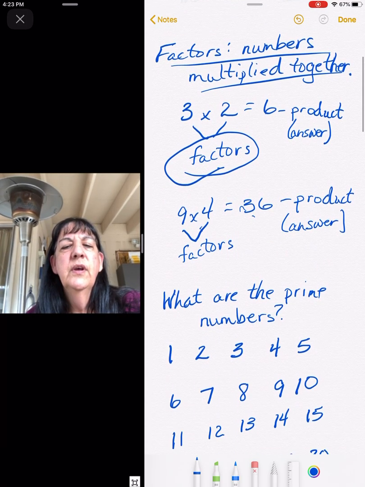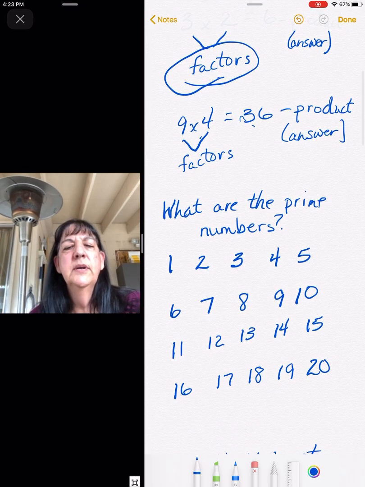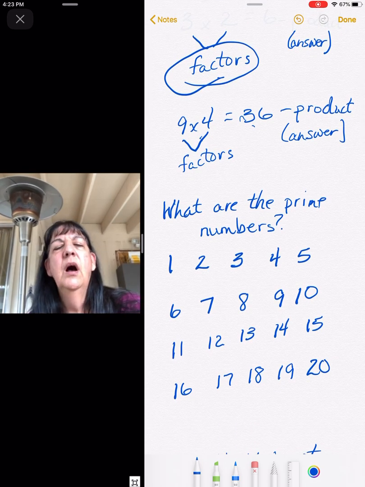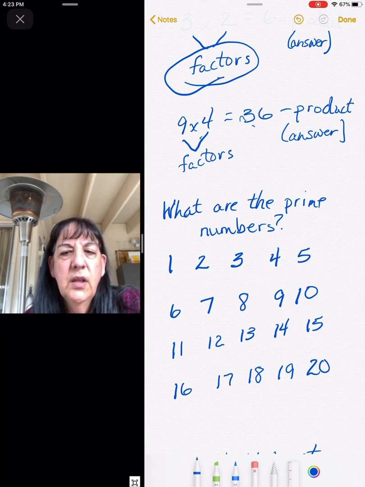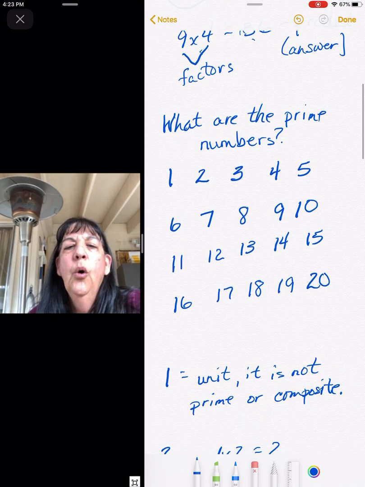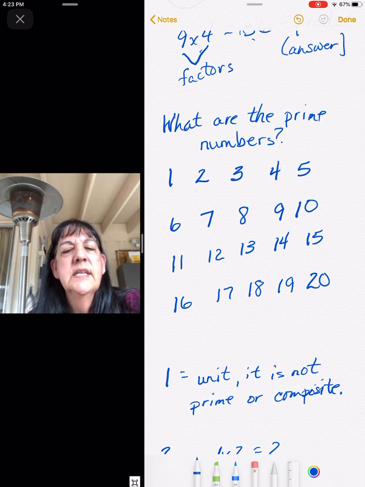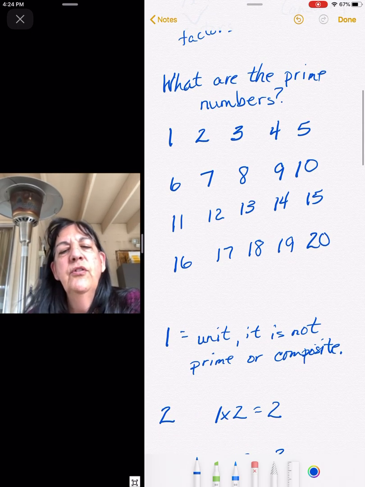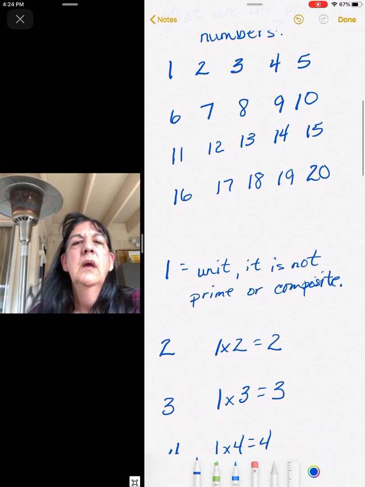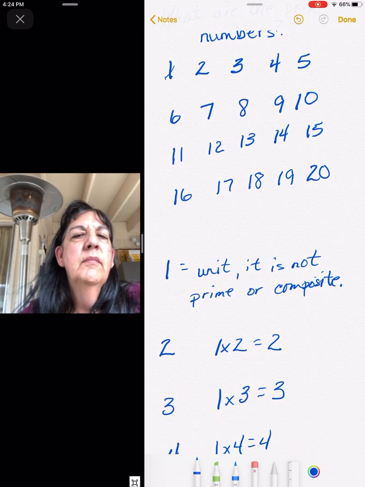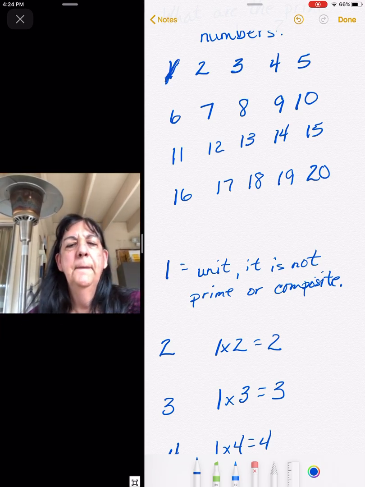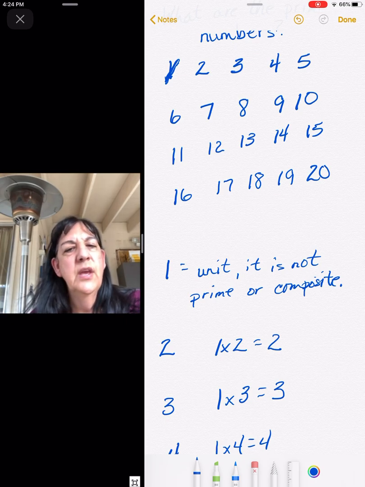We're going to figure out all of the prime numbers 1 through 20. So I've written out all of the multiplication facts for all of these numbers, okay? Let's look at this. 1 is not a prime number or a composite number. It's what we call a unit. That's just the base of our counting system, okay? So 1 cannot be a prime number. 1 times 2, we have 2 factors. Those are the only two numbers we can multiply together to get 2.